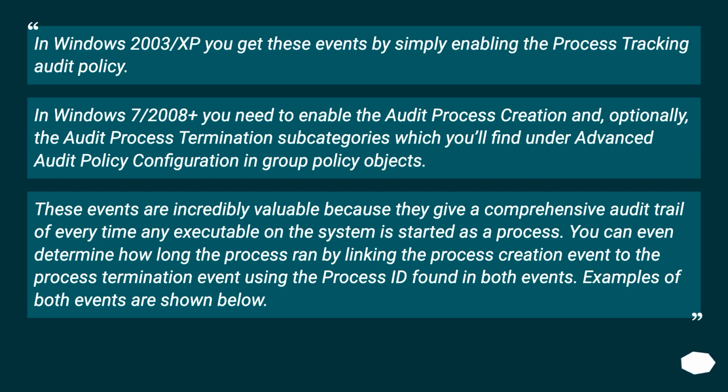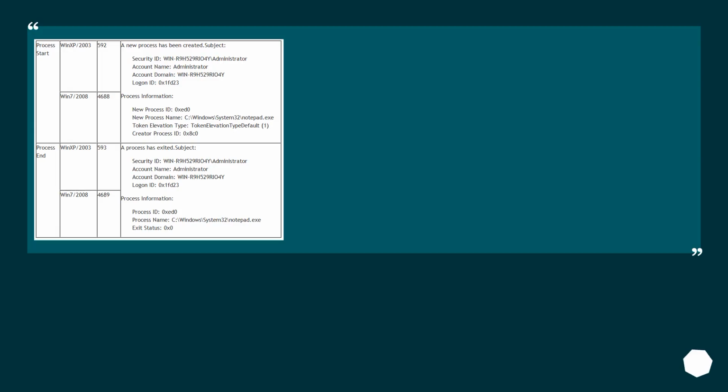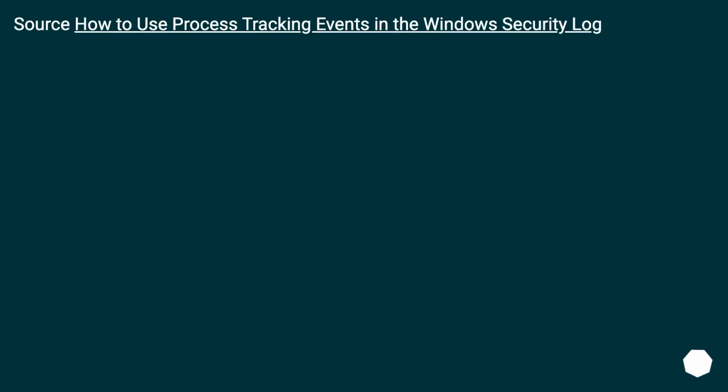You can even determine how long the process ran by linking the process creation event to the process termination event using the process ID found in both events. Examples of both events are shown below. Source: How to use process tracking events in the Windows Security Log.